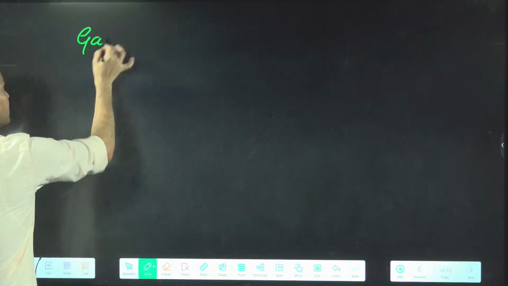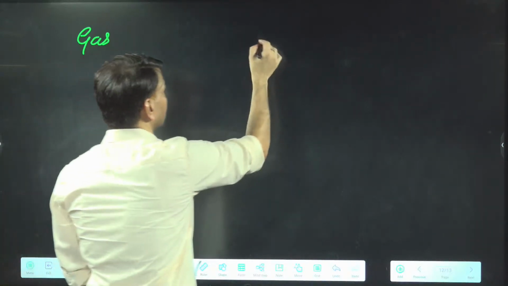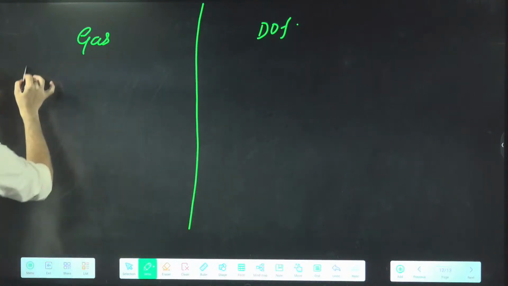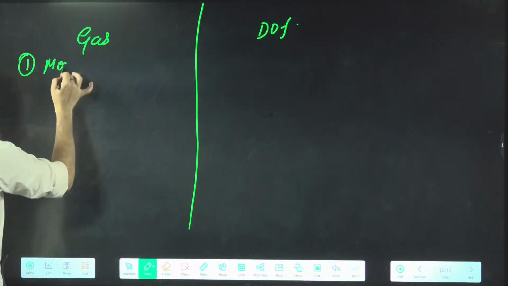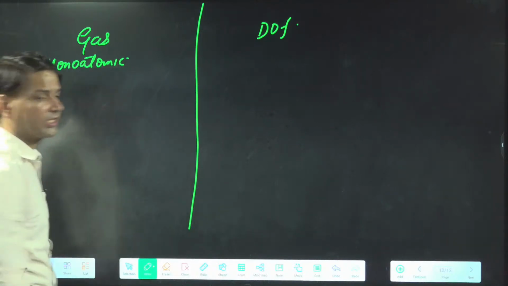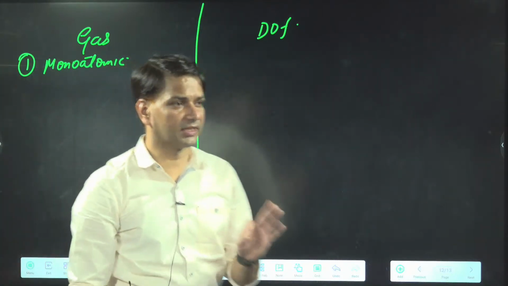Okay, then for the gases we have to remember the results directly. So first one is the monoatomic. How many degrees of freedom? Monoatomic means a single atom.